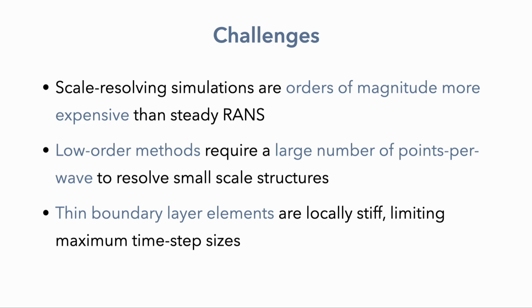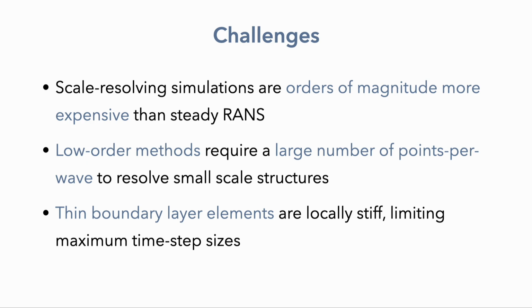Another thing that's associated with this cost is the use of low-order methods. In RANS solvers, typically we use second-order finite volume methods. These require a large number of points per wave when we move towards scale resolving simulation. So this means we need a really fine mesh in order to accurately resolve the unsteady structures. In addition, one of the primary challenges is that thin boundary layer elements are locally stiff.